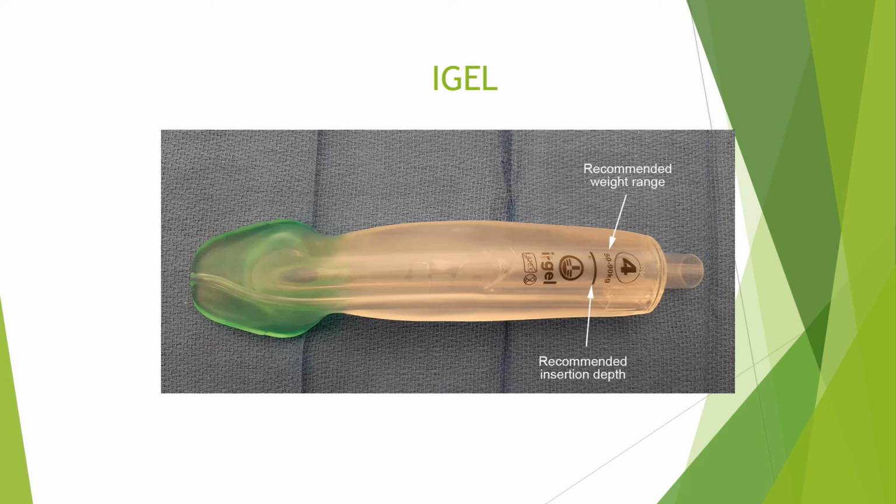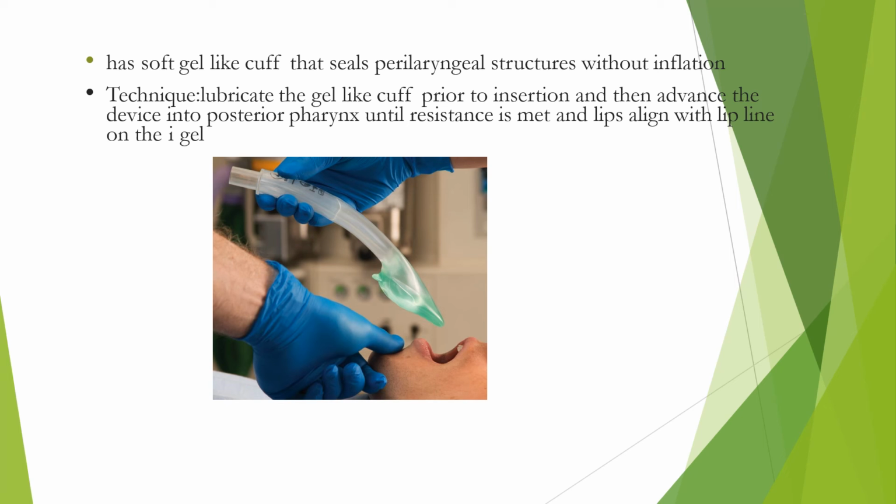This is the i-gel. It has a soft gel-like cuff that seals perilaryngeal structures without inflation. The technique for insertion: lubricate the gel-like cuff prior to insertion and then advance the device into the posterior pharynx until resistance is met and the teeth align with the line on the i-gel.